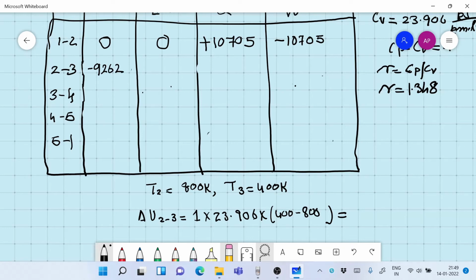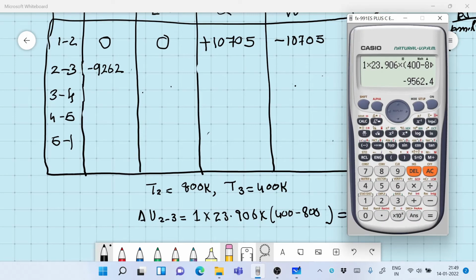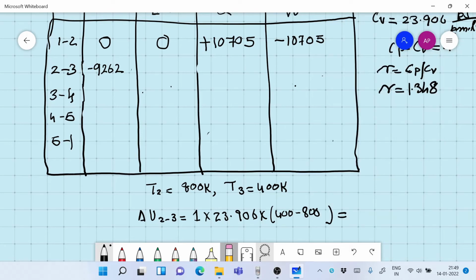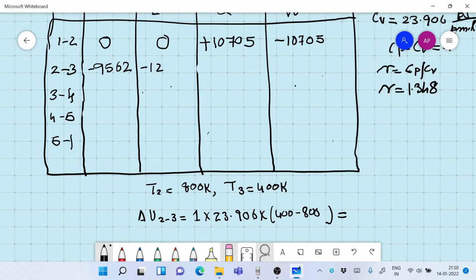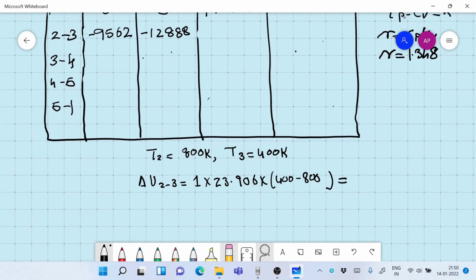So we take it as minus 9562. We round up the decimals. So yes, minus 9562. So now we divide it by 23.906 and multiply it by 32.22, and we get the value as minus 12,888. Now I have done a simplification here, which I will explain here.